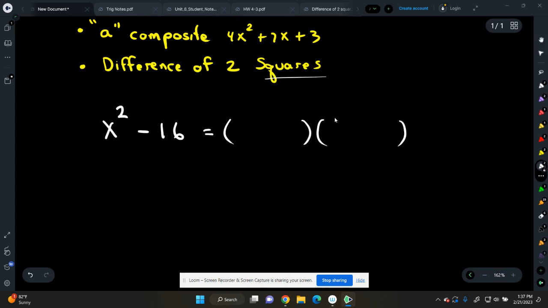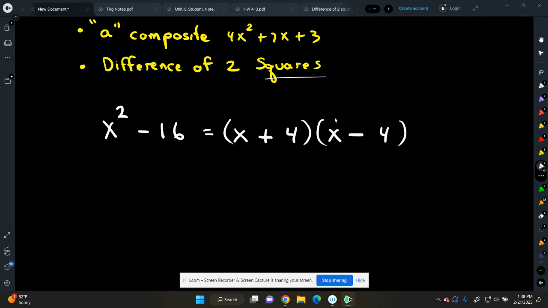So what's the square root of x squared? What times itself equals x squared? X. Listen to the question. Don't just look at what your eyes are looking at. X times x is x squared. Then we're going to take the square root of 16, which is 4. 4 times 4 is 16. One of them gets a plus, one of them gets a minus, and we're done.